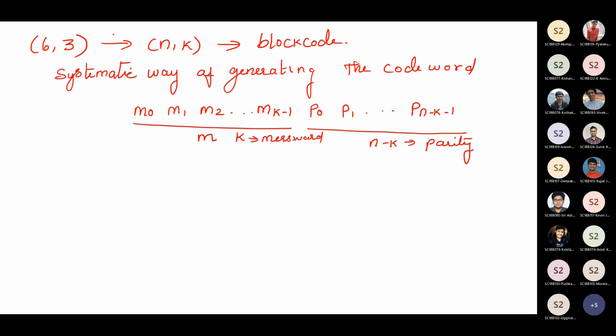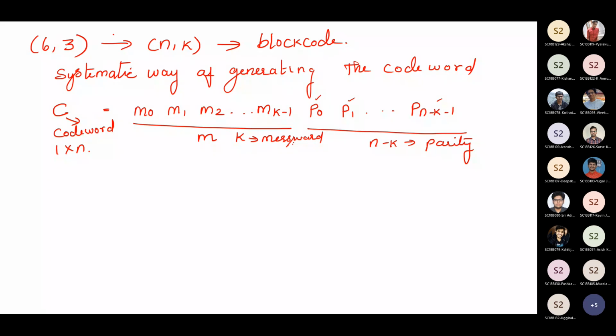So this forms the code word. Okay, so the code word length is 1 cross n. So how to generate the code word? Based on the parity bits. If you know how to generate P0, P1 and Pn minus k minus 1 bit, then for each message bit compute what is P0, P1 and all, and you append it so that you will get the code word.